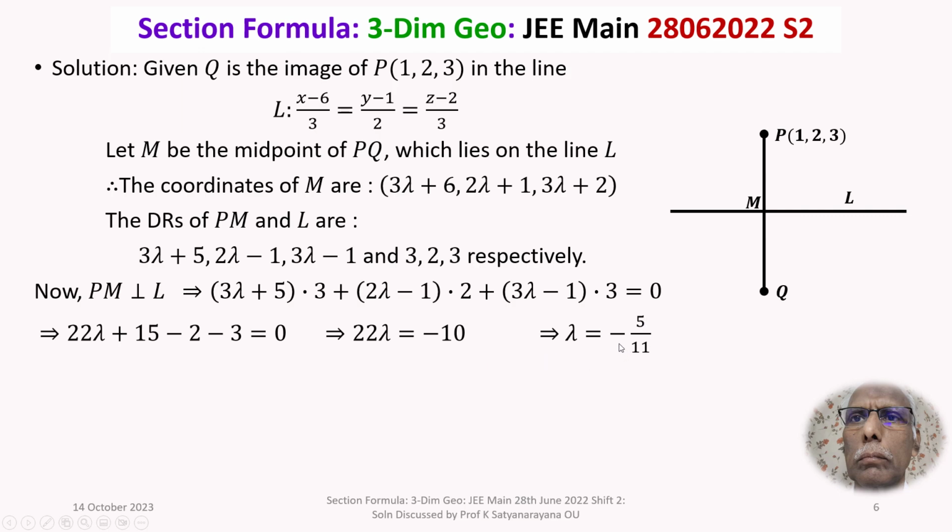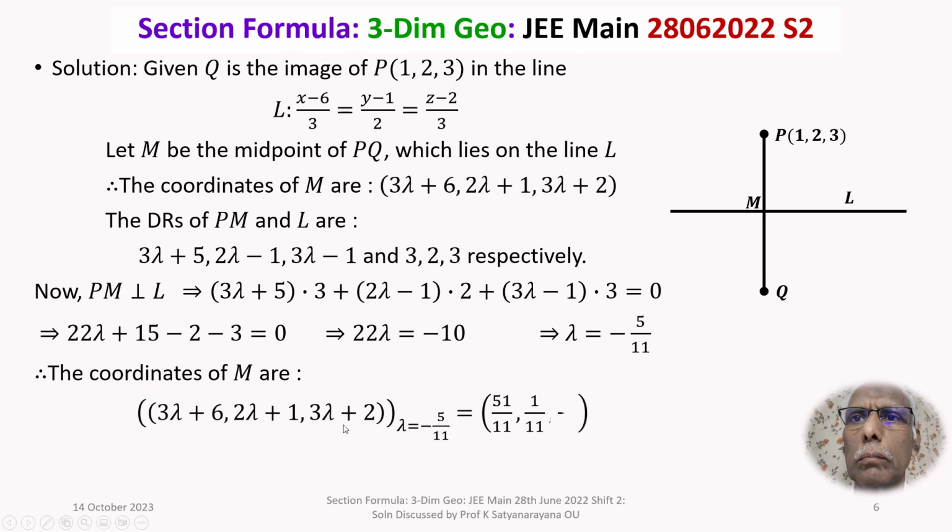Once the lambda has come, the coordinates of M are known. So take the coordinates of M in lambda and substitute lambda equal to minus 5 by 11. After substitution and simplifying, you will get 51 by 11, comma, 1 by 11, comma, 7 by 11. These are the coordinates of M. We continue further in the next slide.